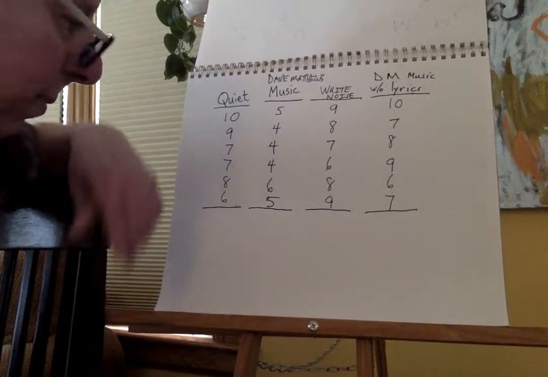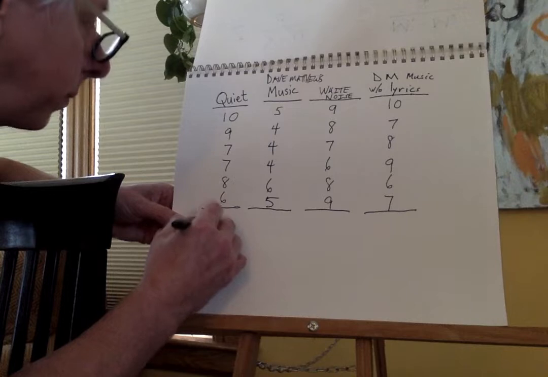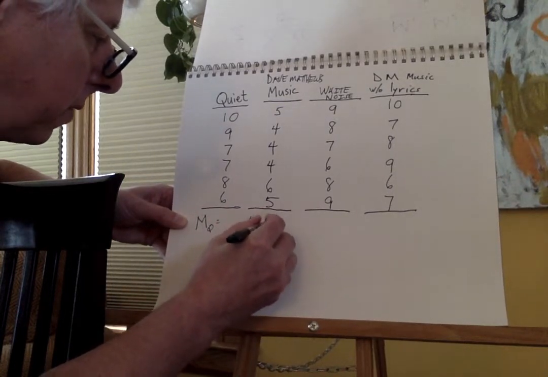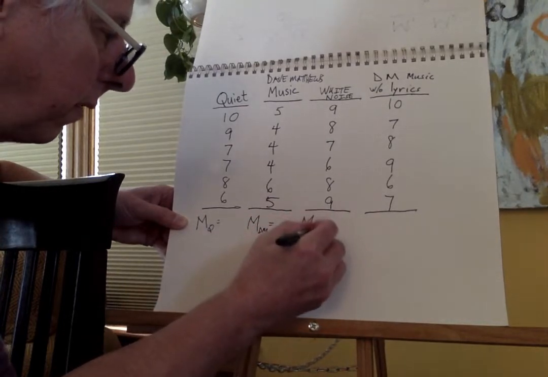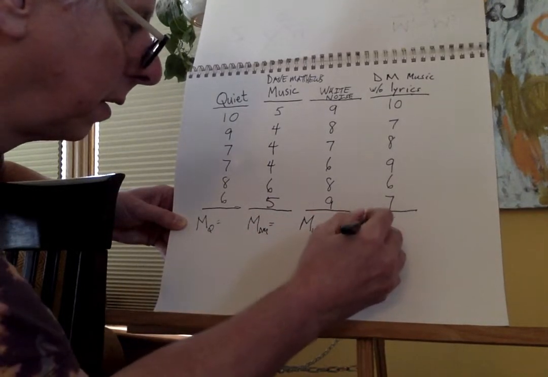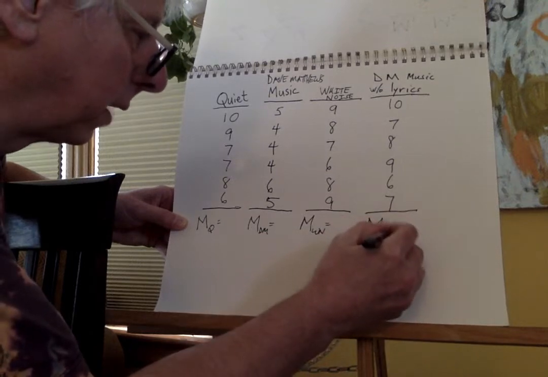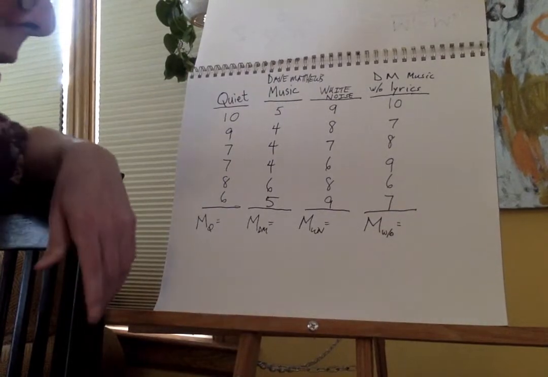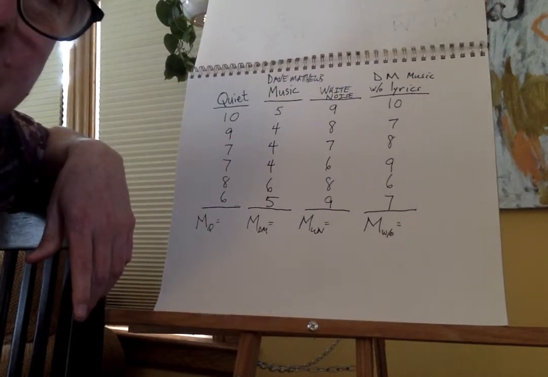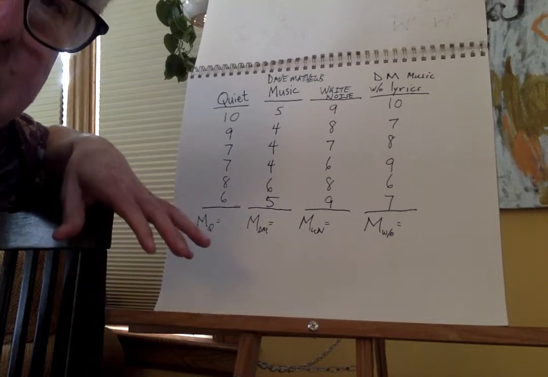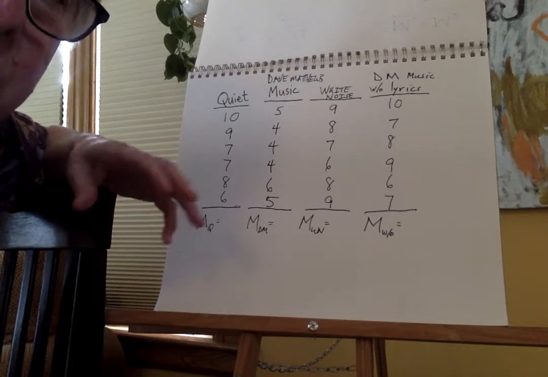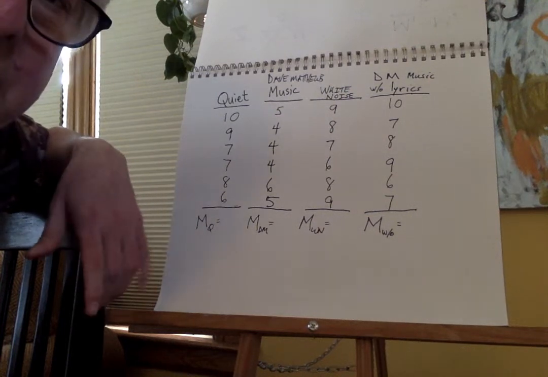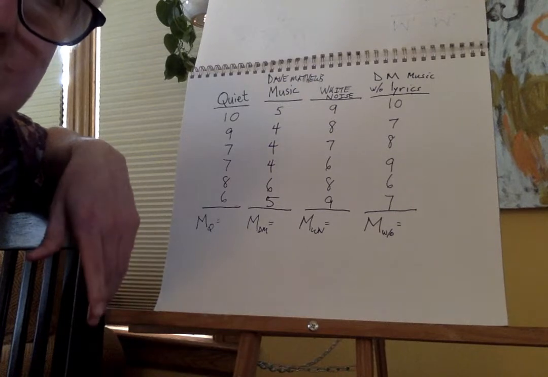I mean, the first step is to get the means for the quiet group, for the Dave Matthews group, for the white noise group, for the without lyrics group. Okay? So we would get the means there. Now, I'm not interested in getting the means right now. Let's just wait. And then I'm going to see if there's a difference between these 4 groups.